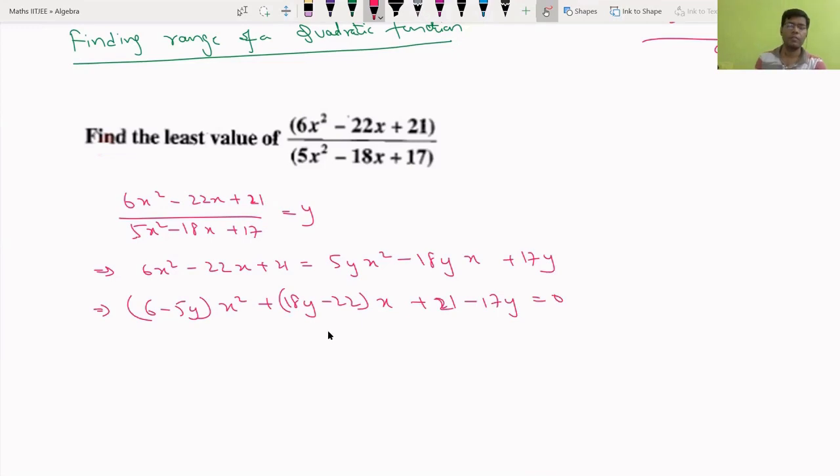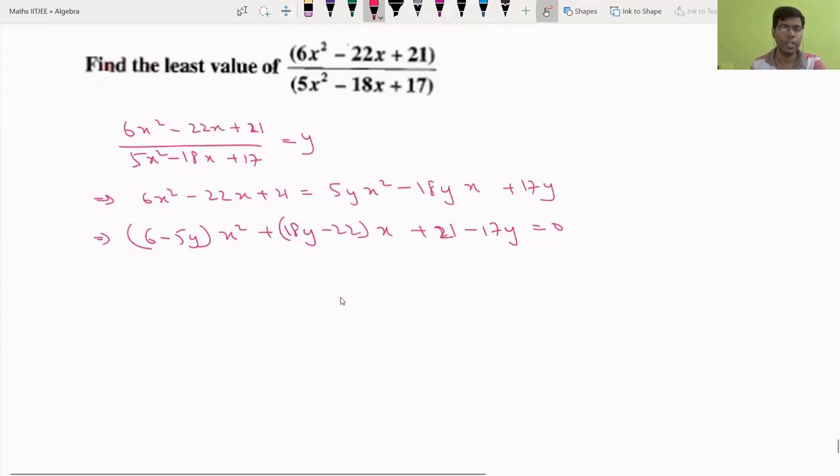is equal to 0. So if we carefully observe, again this is a quadratic equation with these coefficients, because y is in the coefficient. So now this quadratic equation must have real roots. Then only will this expression exist. So for x to be real, we have the discriminant greater than or equal to 0. So this is the inequality which we will use in this case.